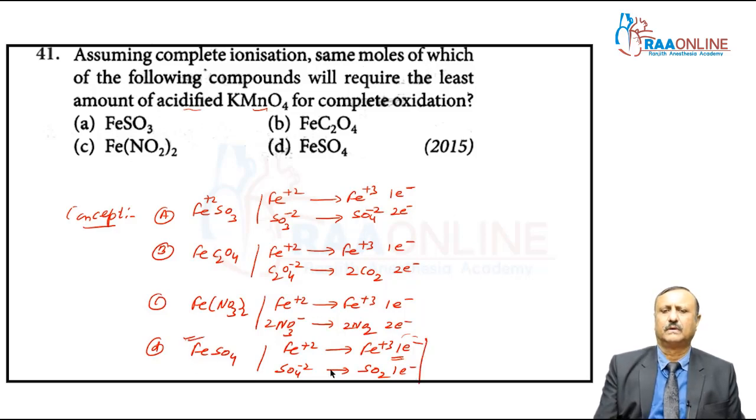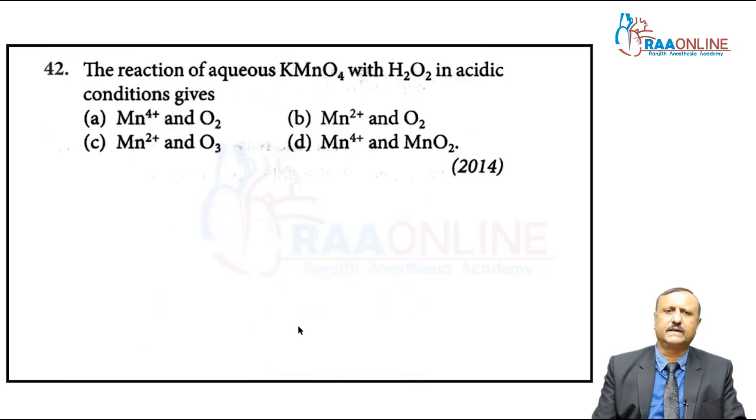Here in FeSO4, SO4 2- ions convert to SO2, so only one electron is removed or required. So KMnO4 required is 1 mole. So my dear students, your answer is D, FeSO4, and this question also came in the 2015 NEET exam. Now my dear students, we can see question number 42.